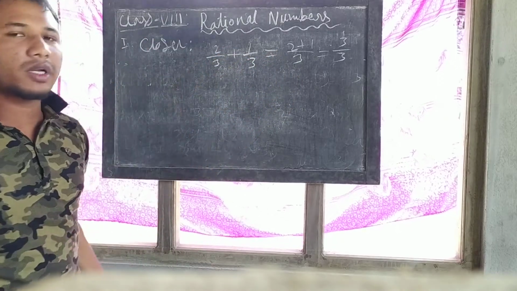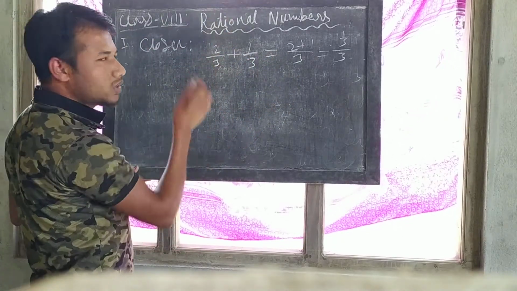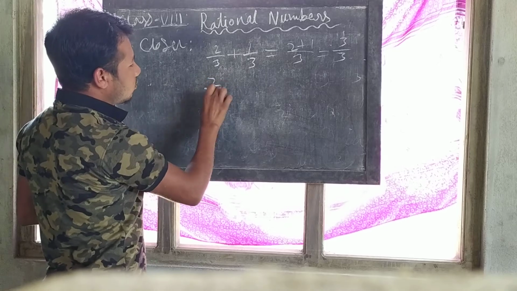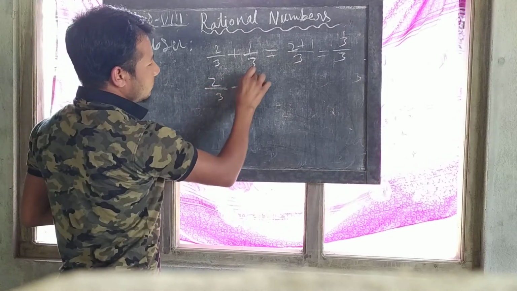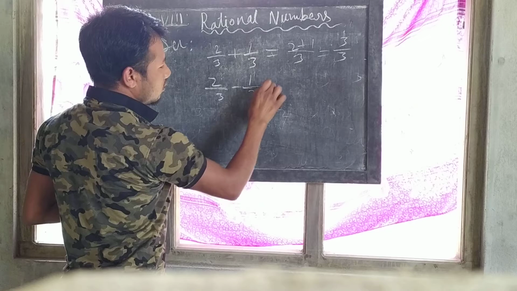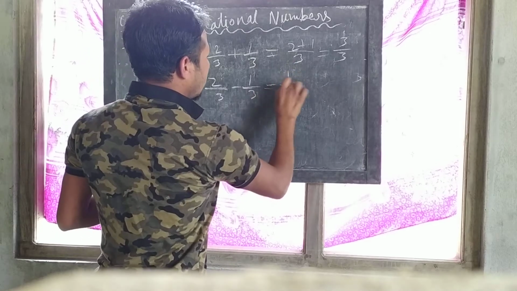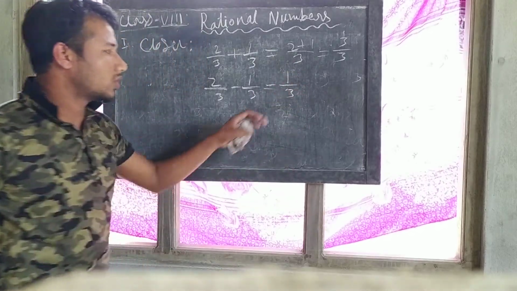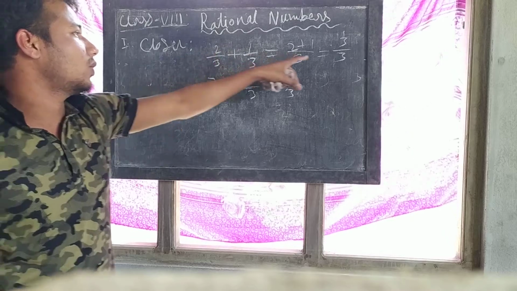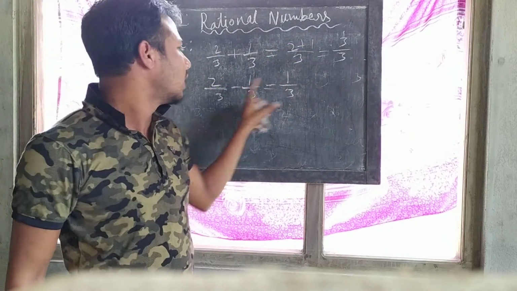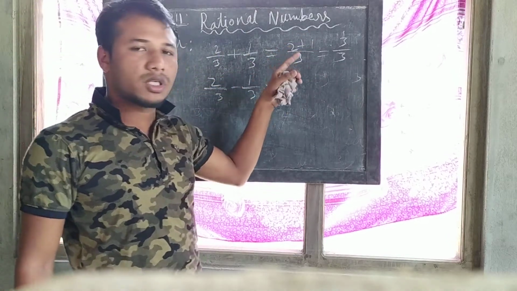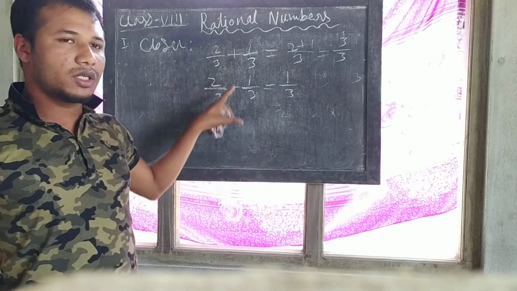And if we subtract any two rational number, we consider the same numbers. This 2 by 3 minus, here will come 1 by 3. So this is rational number. So if we add any two rational numbers, this is again rational number. If we subtract any two rational numbers, therefore rational numbers are closed under addition and subtraction.